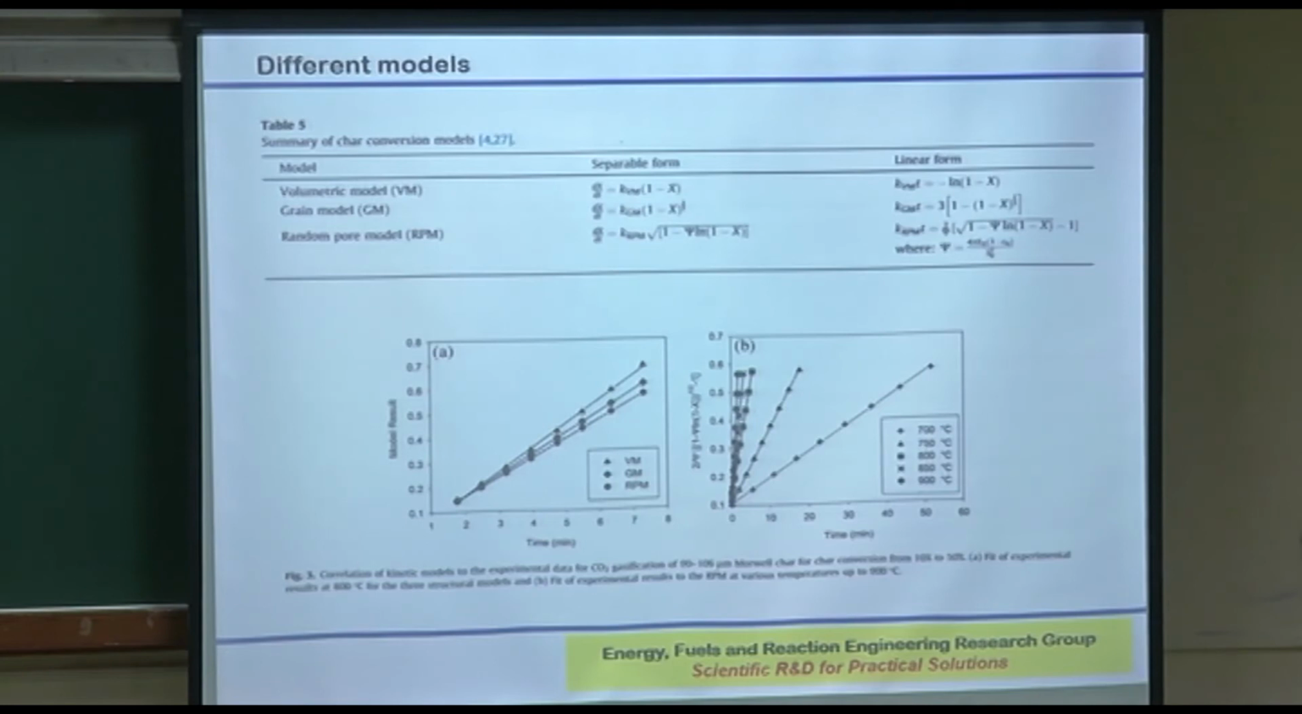Yeah. So the two boxes at the bottom, this is only for the char conversion. The x-axis is the time of the conversion, and she applied the volumetric model, shrinking core model, and the random pore model, and the experimental data essentially fitted almost all of this, all the three models in a linear manner.